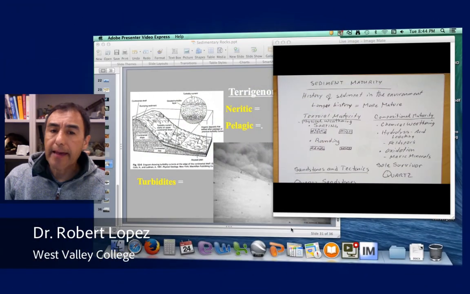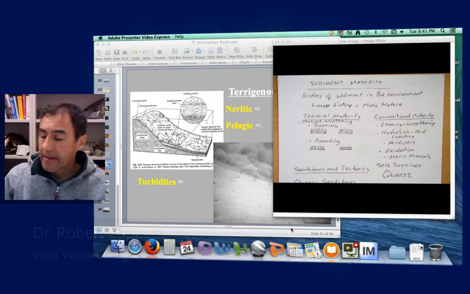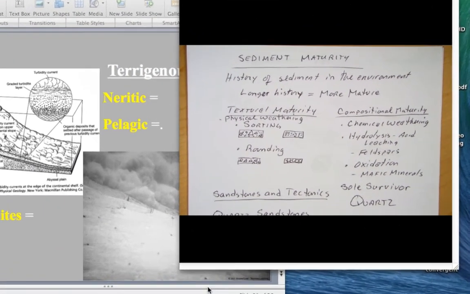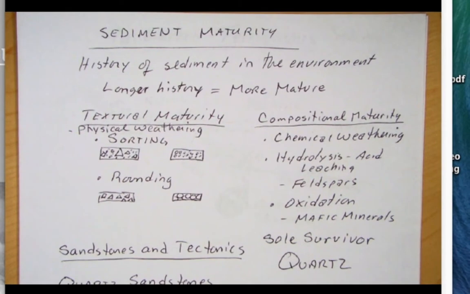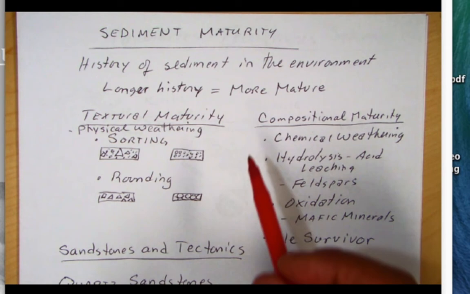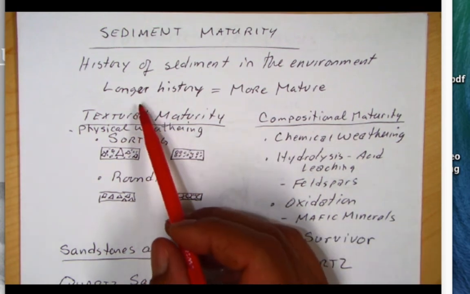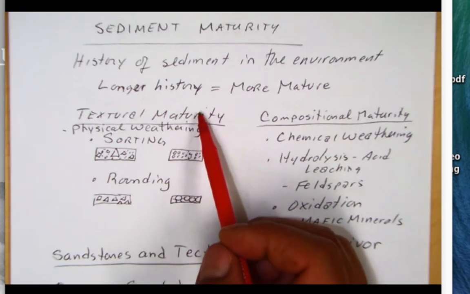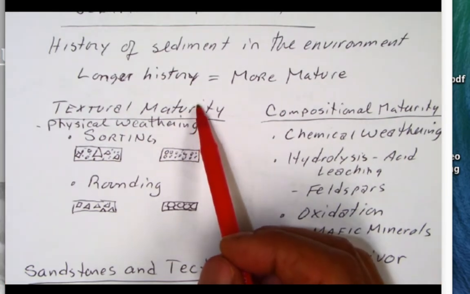Today I want to talk about sediment maturity and turbidites. Now, maturity of a sediment describes the history of the material as sediment in the environment. If it has a longer history, it's going to be more mature. If it has a shorter history, it's going to be something called immature.